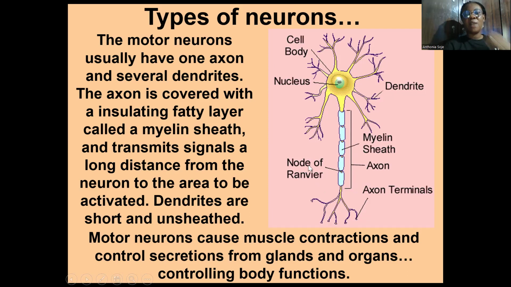axon. So if you have the cell of a motor neuron and you're wondering what to make out of it, dendrites are much shorter. They are not sheathed. They don't have a myelin sheath like the axon. Even though they seem to have what looks like an axon terminal on their end, they are not axon terminals. They're just dendritic ends. And motor neurons will cause muscle contraction. They will control the secretion from glands and other organs. Essentially, they control body functions.